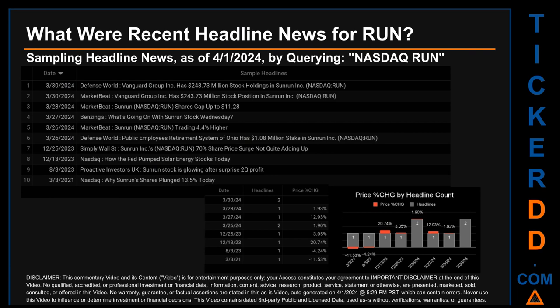Publication dates spanned 11-23 days. The latest publication was Saturday, March 30, 2024, when there were 2 found headlines. Defense World published the headline that read, Vanguard Group has $243.73 million stock holdings in Sunrun. MarketBeat published the headline that read, Vanguard Group has $243.73 million stock position in Sunrun.